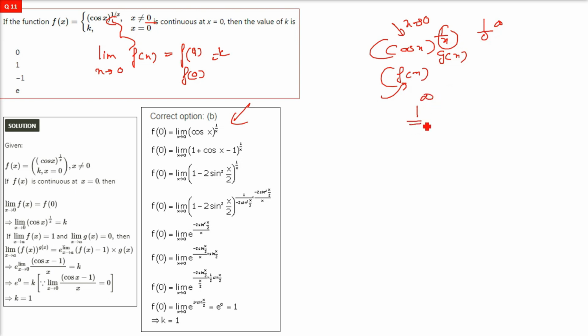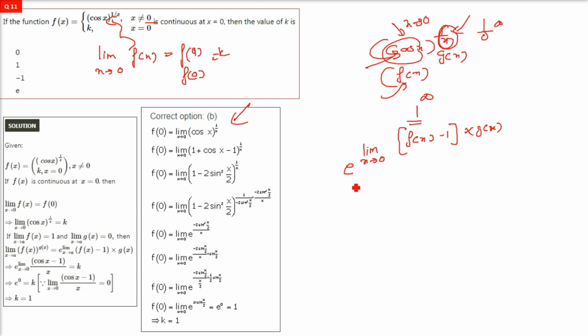So when you have the 1 raised to infinity form, then we have e to the power. See, this result you have to know when you have learned limits. So it is equal to e to the power limit x tends to 0, (f(x) minus 1) multiplied by g(x). Sometimes you may not be able to recall this, so in that case you can use the concept of logarithm. But if you remember this, you can apply it to the 1 to the infinity form, so you can solve like this.